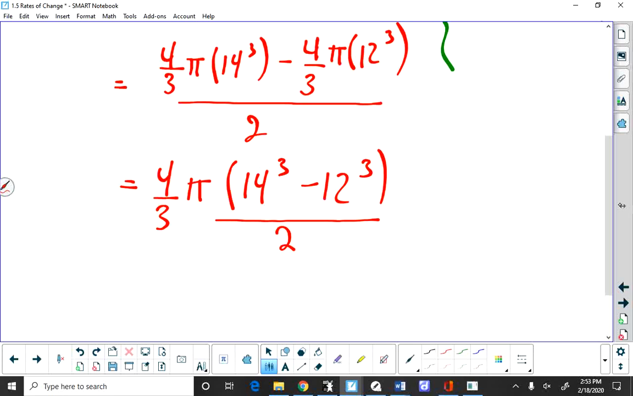We don't want to mix that pi in with stuff. All I did was factor the 4/3 pi out of both of those terms, and I'm left with 14 cubed minus 12 cubed, and then it's over 2. So we need to figure out what 14 cubed minus 12 cubed is.